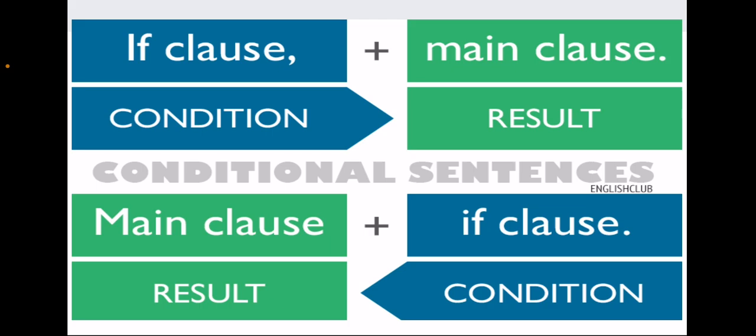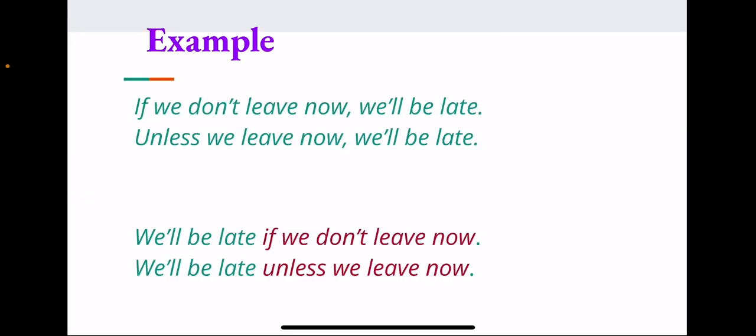Okay, now the position can shift. Main clause can come first and if clause can come later, and vice versa. So we have some examples here. If we don't leave now, because of that word if, we call it conditional clause, sometimes called if clause. So if we don't leave now, we will be late. Unless we leave now, we will be late. Unless is another form of negative don't. So if you don't want to write don't, you can use unless instead of the negative word.